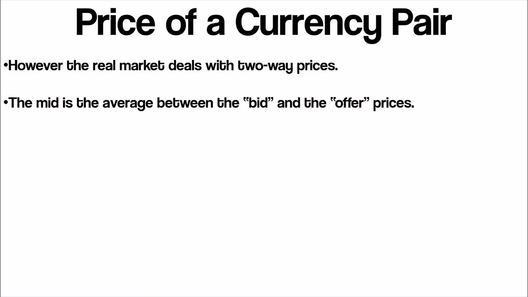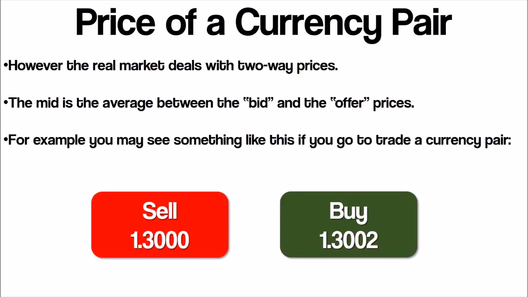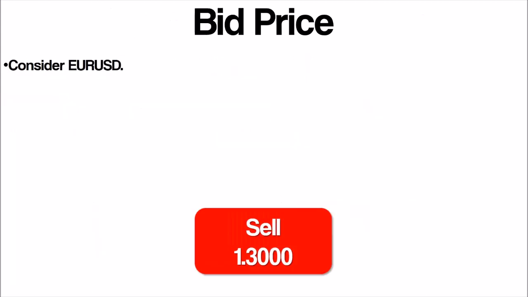So what was displayed on the graph before was the mid price, and that is the average between what's called the bid and the offer prices. For example, if you're going to trade, you'll see something like the following, where you have a two-way price. You have a sell price and a buy price for a certain currency pair. So let's consider euro-dollar.